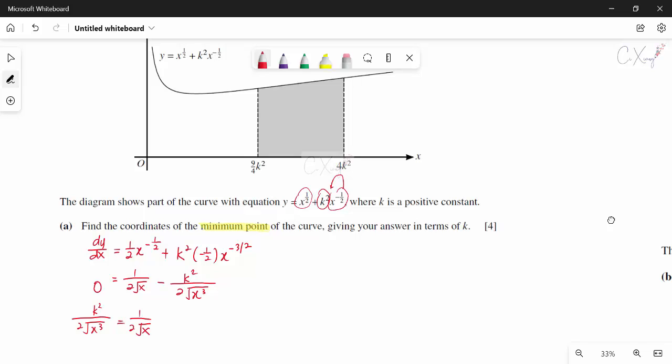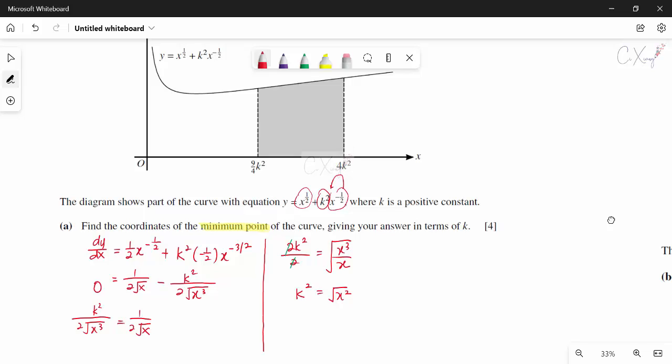What I'm going to do now is move all the x to one side, and all the other values and constants to the other side. So if I move it, I will have x to the power 3 divided by square root x, cancel off the 2. When you have a square root at the numerator and also the denominator, you can assume that there's one single square root here. Then I have x to the power 3 divided by x, so this part will eventually become square root of x squared, and it is equal to k squared.